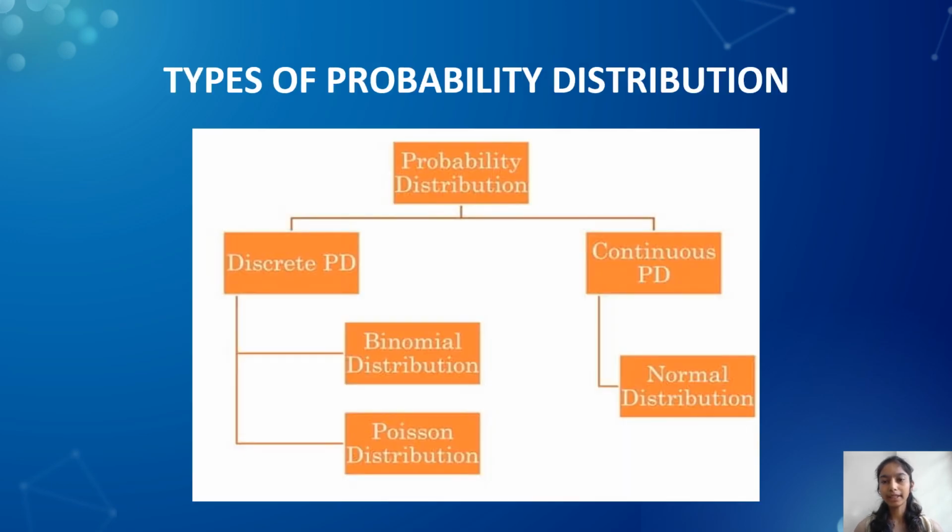Types of probability distribution. Probability distribution is divided into two types: discrete probability distribution and continuous probability distribution. Discrete probability distribution is divided into two types: binomial distribution and Poisson distribution. Continuous probability distribution is divided into normal distribution.